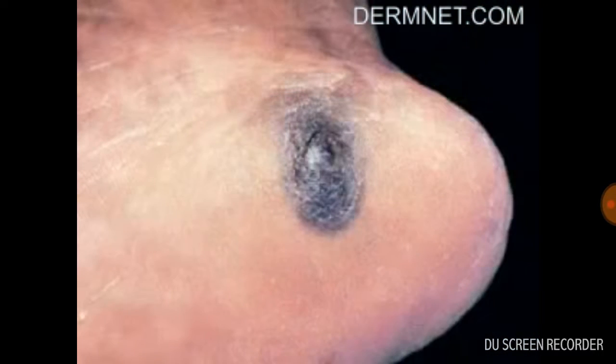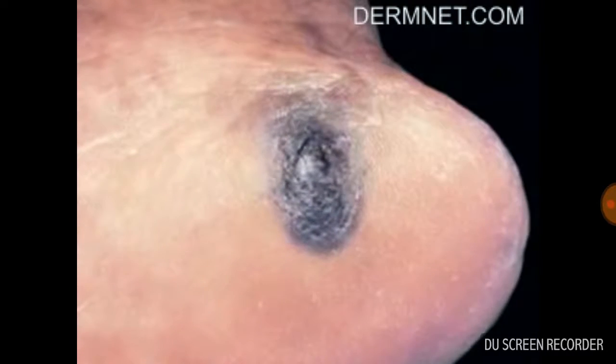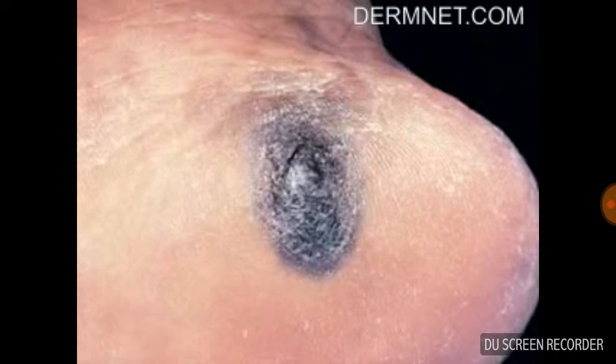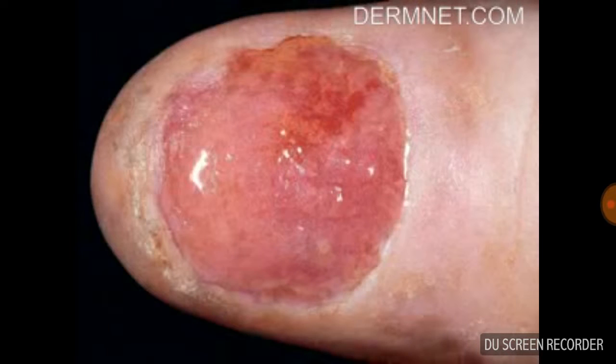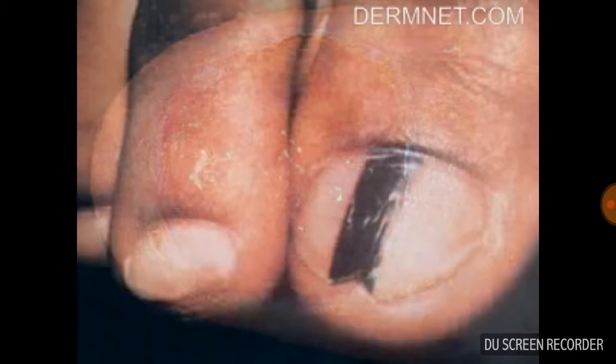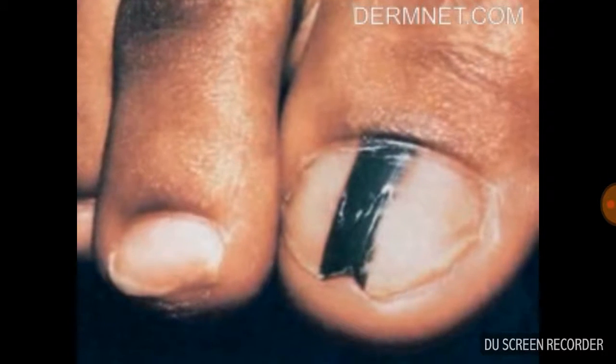Acral lentiginous melanoma is the most common form of melanoma in the skin of Asian and Black people, accounting for more than half of melanomas in these groups. It is the least common form of melanoma in Caucasian people.